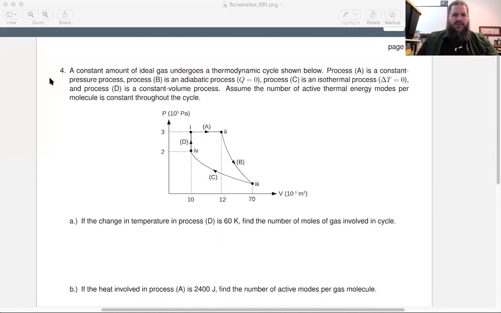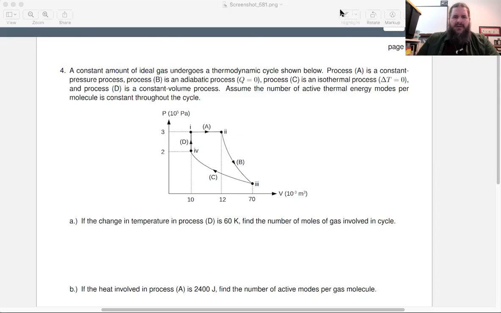So it looks like here we've got a cyclic process. We've got 4 steps on the pressure volume graph, and it gives us some information about it. It tells us A is constant pressure, B is adiabatic, process C is isothermal, and process D is constant volume. And it says the number of modes per molecule is constant throughout the cycle, so we don't have to worry about that changing. It doesn't tell us how many modes, but maybe we'll be able to find that later.